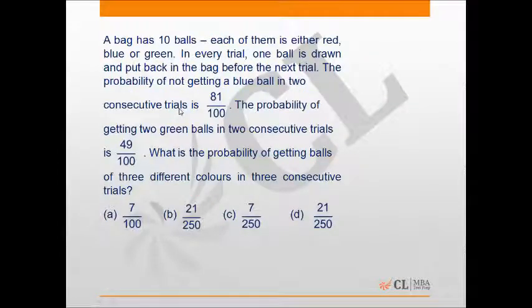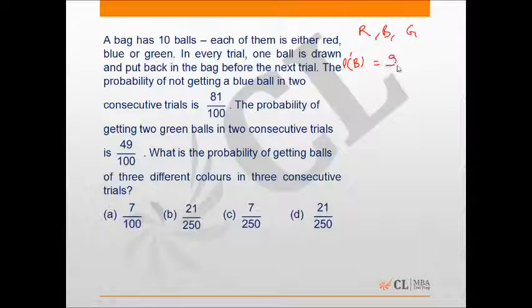This question says a bag has 10 balls, each of them is either red, blue or green. In a trial, one ball is drawn and put back in the bag before the next trial. The probability of not getting a blue ball in 2 consecutive trials is 81 by 100. So if we have a red ball, a blue ball, a green ball, right? Probability of not getting a blue ball is 81 by 100.